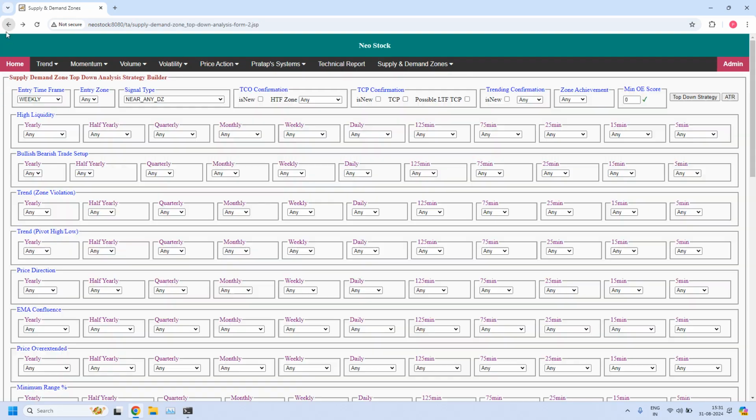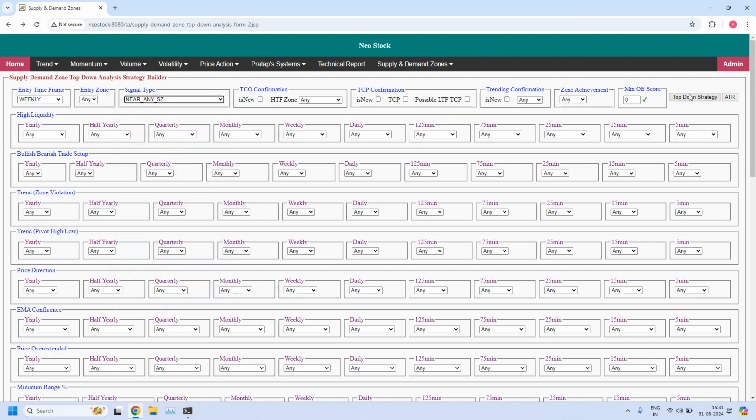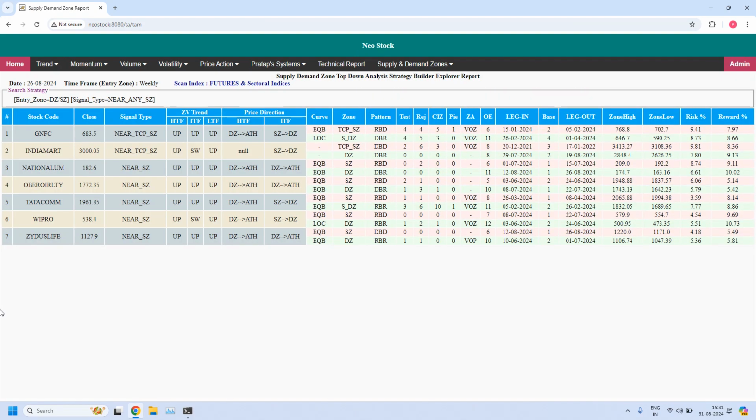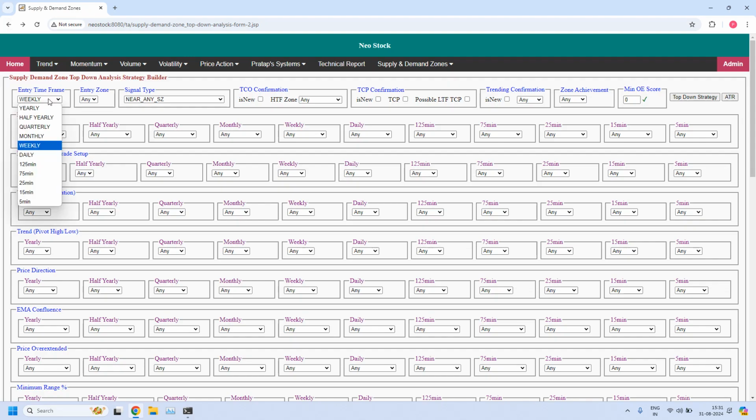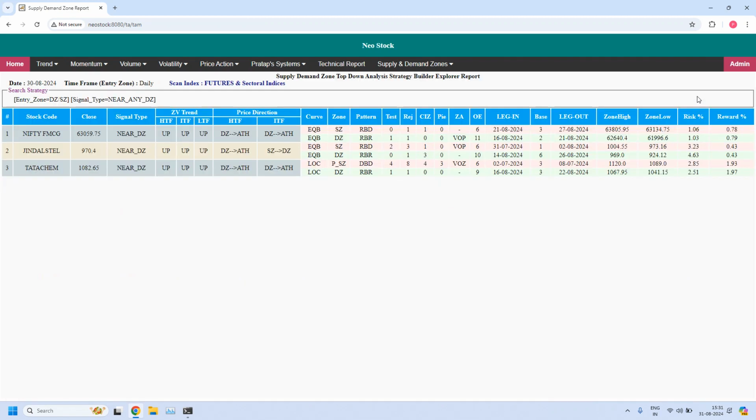The next report for weekly time frame. Let us find the stocks near weekly supply zone. 7 stocks are filtered. The next time frame is daily. Entry time frame is daily. Let us find the stocks near daily demand zone.